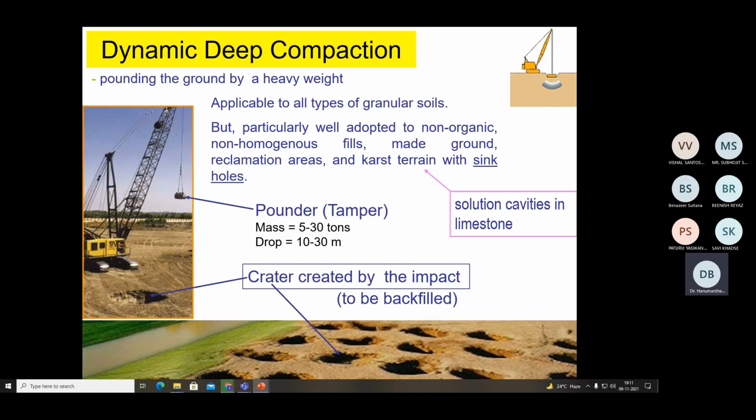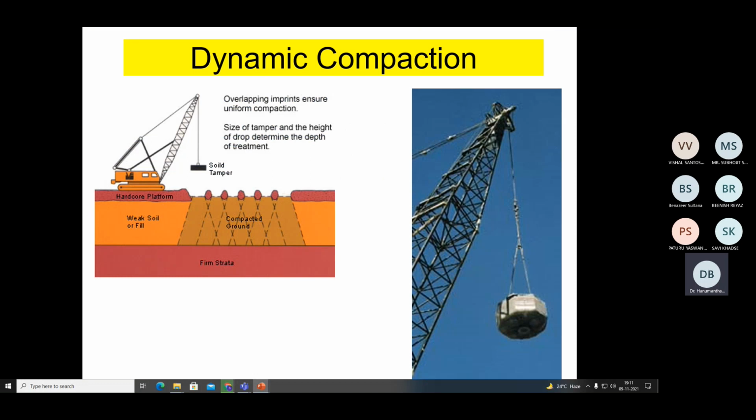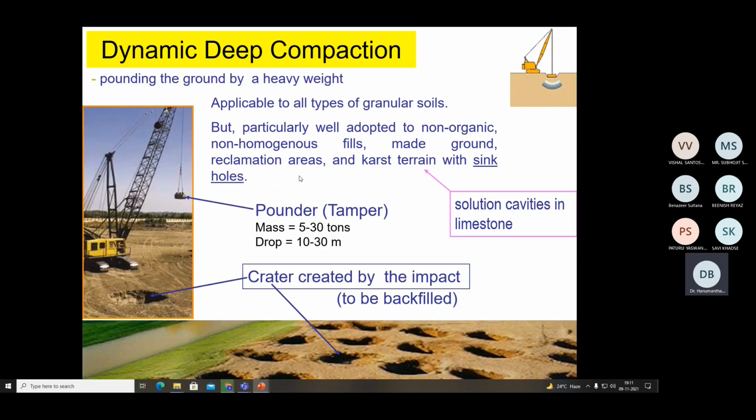Now here you can see another definition: pounding the ground by heavy weight. So this is either called a tamper or pounder, whatever it is, applicable to all types of granular soils which are able to freely drain the water. So it is essentially useful for granular soils, which may be natural soils or which may be artificial fills. In both the cases, this technique is useful, but particularly well adapted for non-organic, non-homogeneous fills.